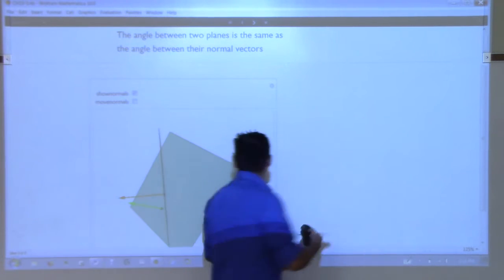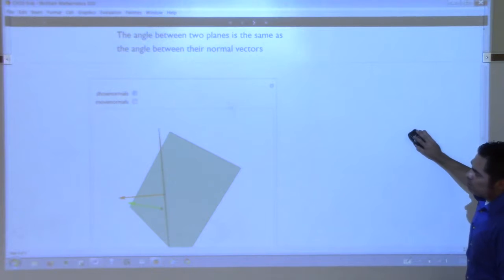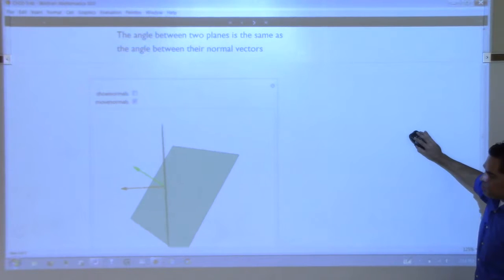So now let's move those normals close to one another. I'm going to slide those normals so that they're right next to one another. I'm going to take the other ones out. And I want you to notice something.